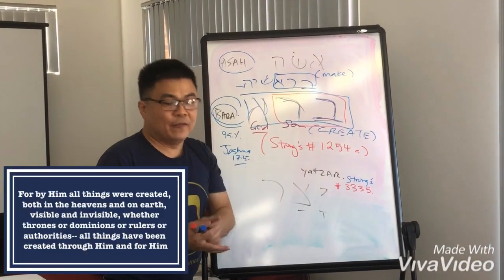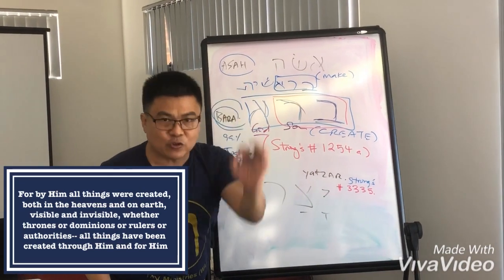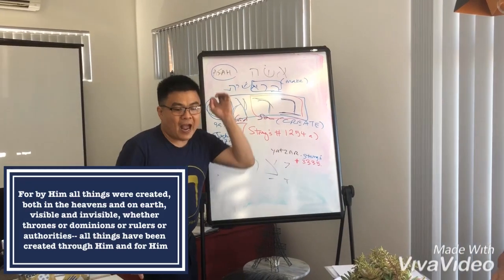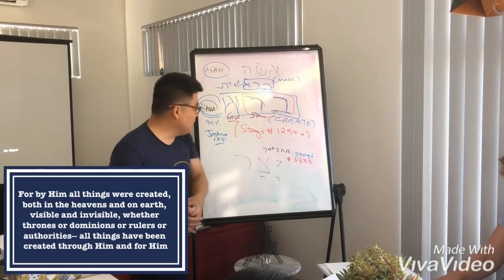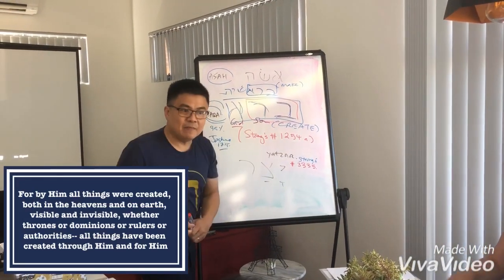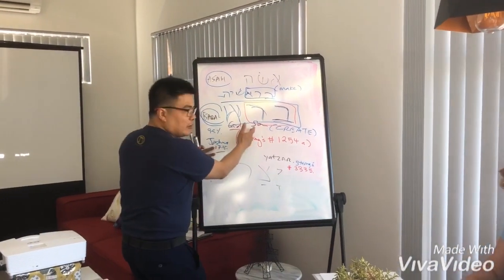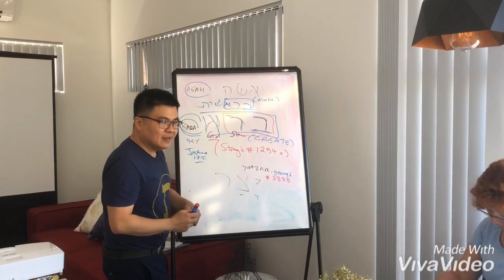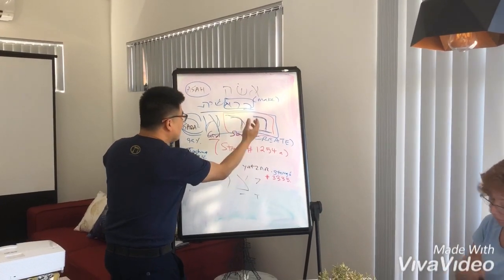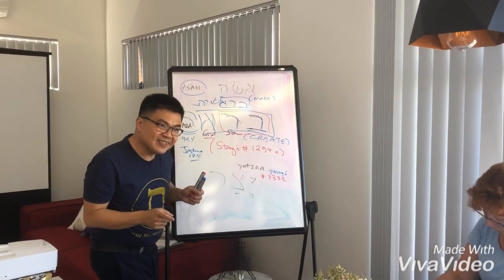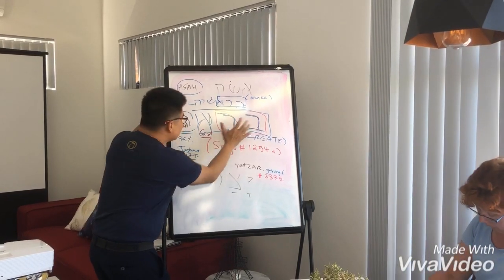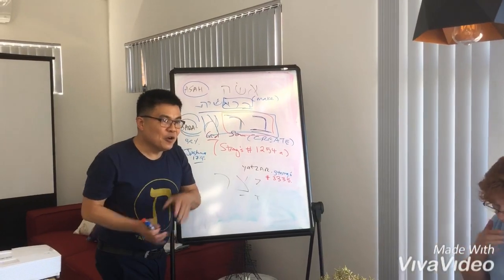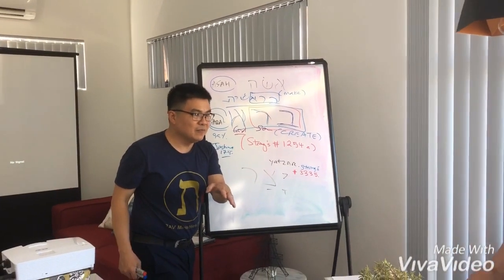Hashemayim ha'aretz, visible and invisible, whether thrones, dominions, or rulers, or authorities, all things have been created through Him and by Him. Who is this Him? God to the Son. Ba, Be, Resh, Aleph. When God says in the beginning, the word create has an embedded meaning that the Son of God is the one who was there from the beginning with the Father, who created the heavens and the earth with Him.